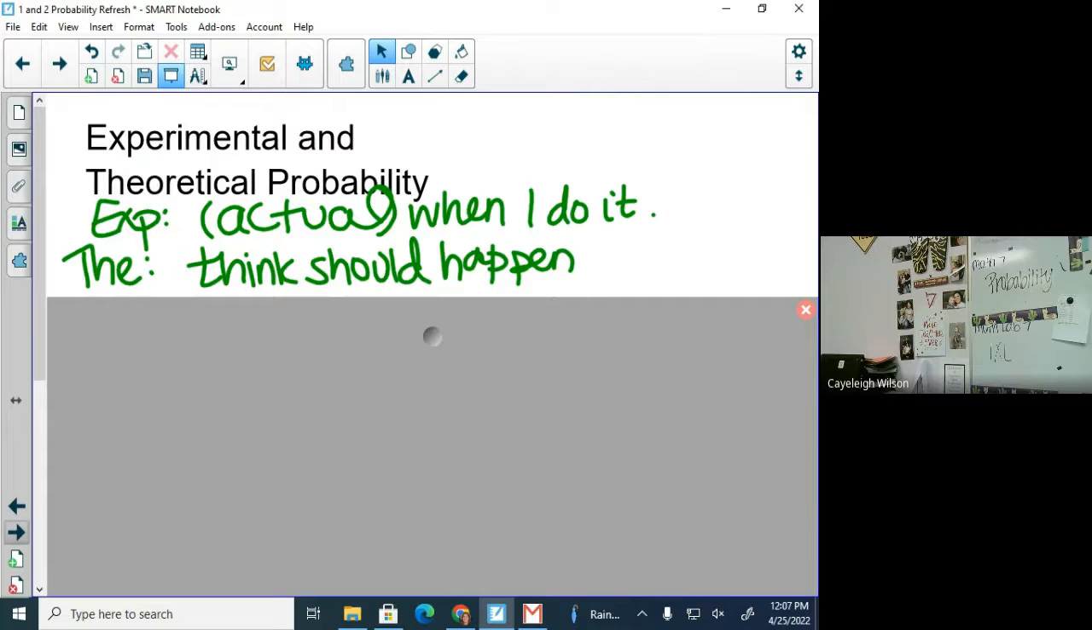So everything we just did up to this point was theoretical. It's what I thought should happen. We're going to spend some time on thinking, okay, what will actually happen? So what's that experimental probability?